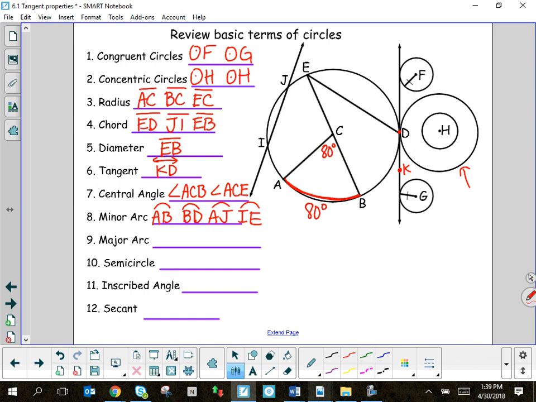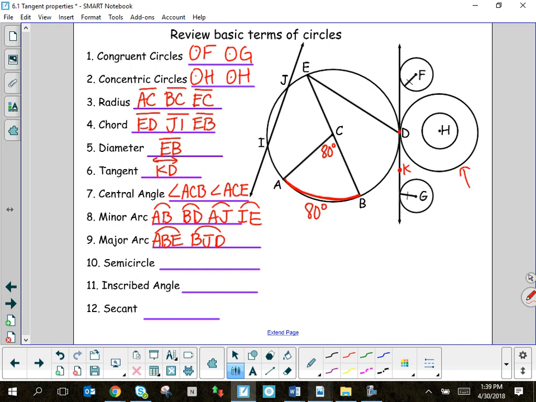A major arc is an arc that is greater than 180, and you have to use three letters to name that. So ABE is a major arc. ABE. Okay. Some people would say ADE. You don't need to write that again because that's the exact same arc that we just did. So we're not going to write ADE. We can go the other way. We can start with B, and then we can say J, and then we can say D. B, J, D would be a major arc. Okay? And there's many, many more, but we're just going to name a couple.